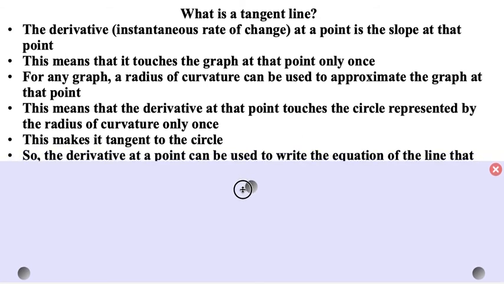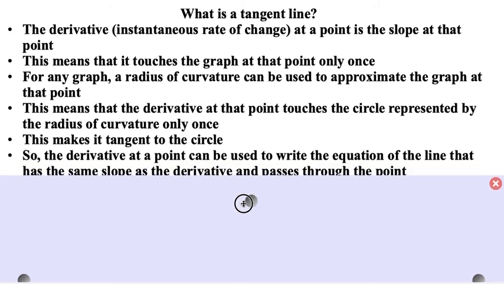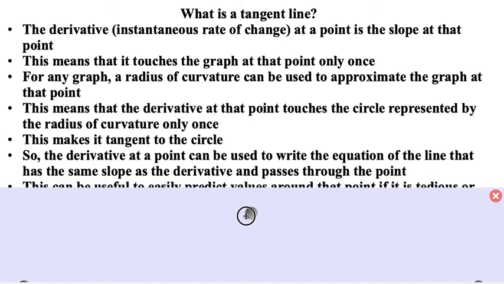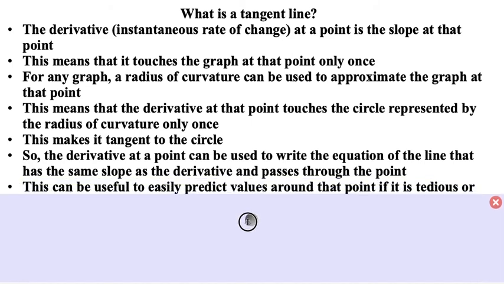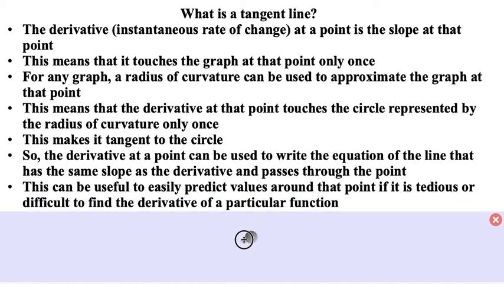So then the derivative at a point can be used to write the equation of the line that has the same slope as the derivative, because the slope and the derivative are the same thing really, right? And passes through that point. This can be useful to easily predict values around that point if it is tedious or difficult to find the derivative of a particular function. Now that's a mouthful. So it's probably going to be good if we take a look at an example.